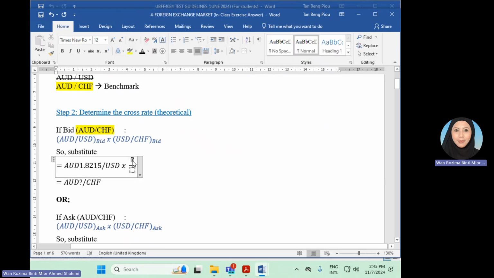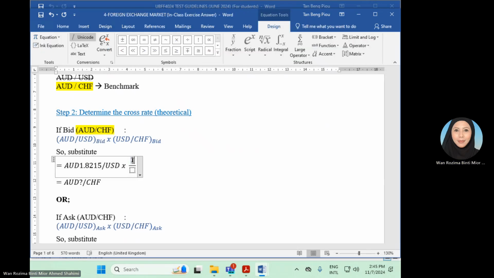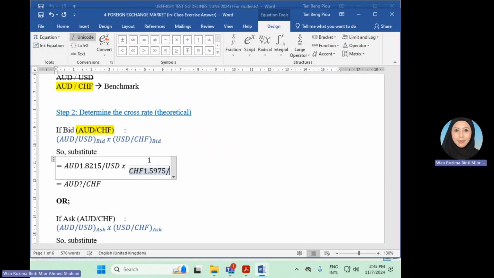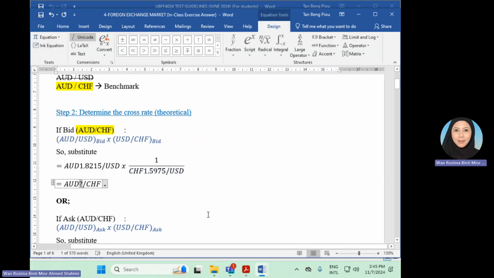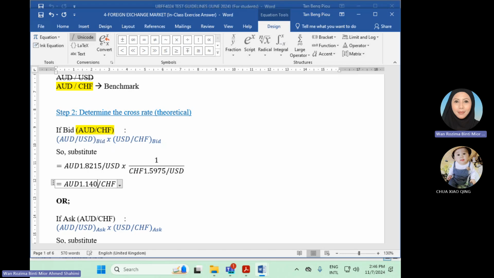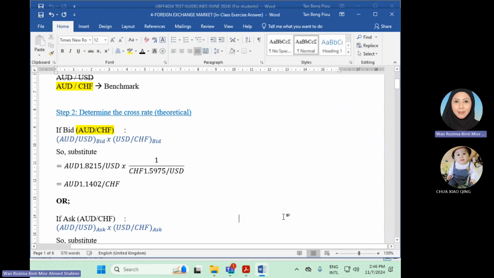So one, here you have to take the CHF 1.5975 against USD. Okay, then you get Aussie dollar 1.1402. Is it correct? Okay.